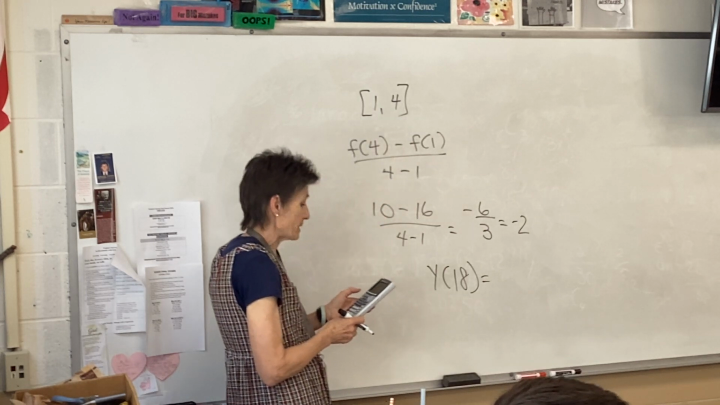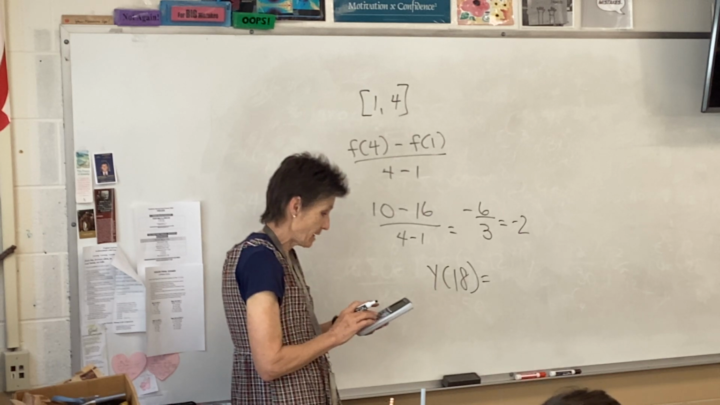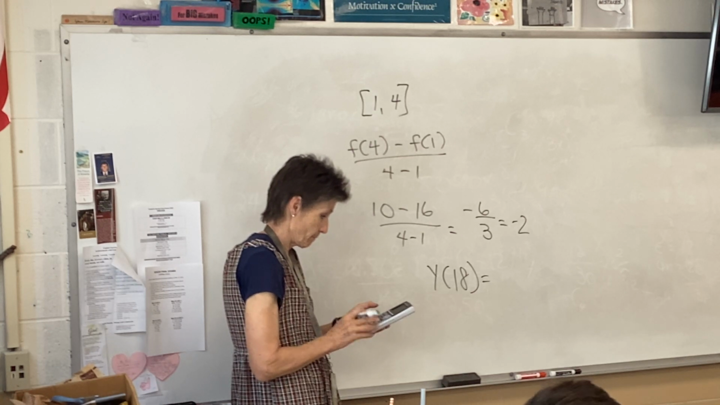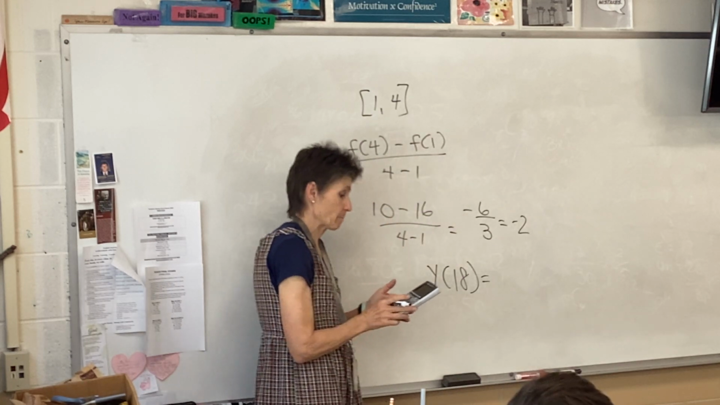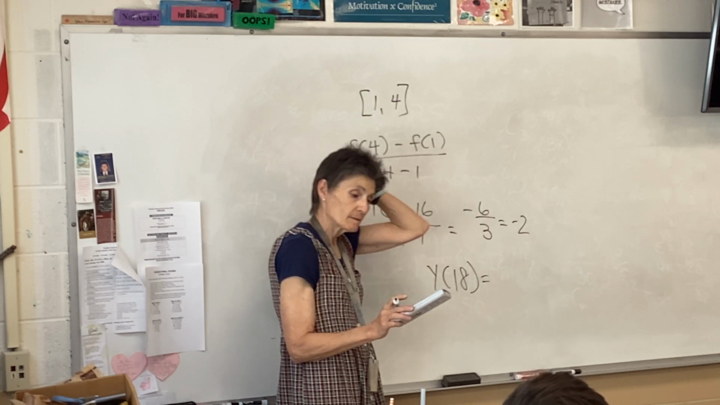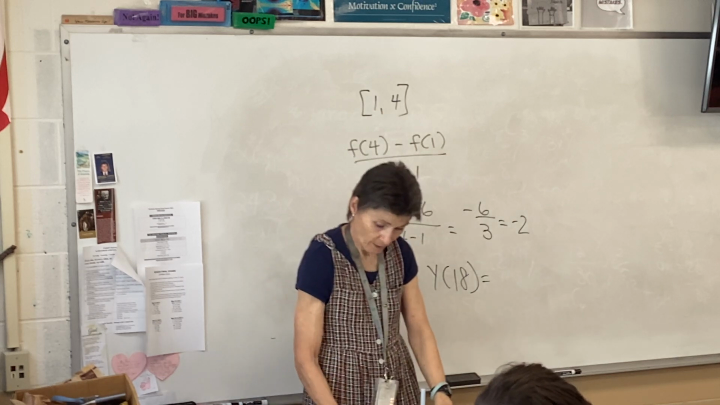I'm not even gonna write it down, the numbers are kind of yucky. I'm going to do y of 18 now. Man, that's crazy. What did you get? 127 exactly, right? So B is your answer.